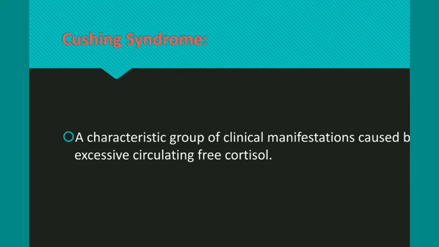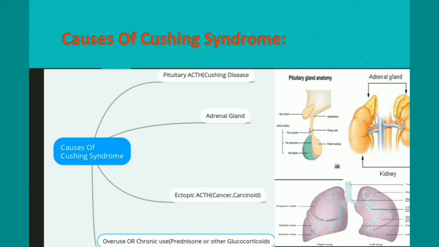Moving on to the first objective of today's lecture, what is Cushing syndrome? It is a characteristic group of clinical manifestations caused by excessive circulating free cortisol.